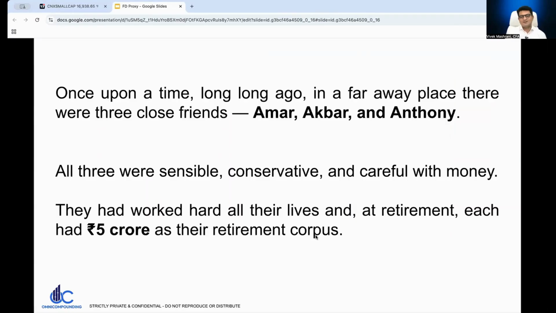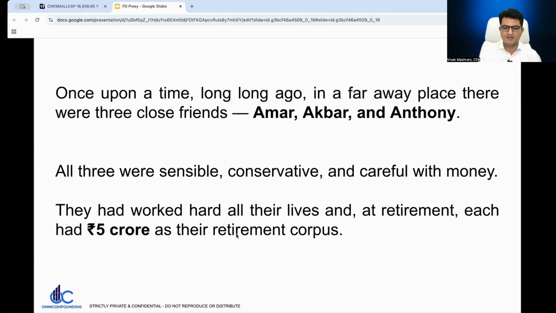Once upon a time there were three close friends, Amar, Akbar, and Anthony. All three were sensible, conservative, careful with money. They wanted to put some amount into fixed income with capital protection. They didn't want to lose money. They worked hard all their lives, and at retirement each of them had a 5 crore corpus. The corpus was really big, so they didn't want to take any risk. Mainly they thought, let's put the money into fixed income.